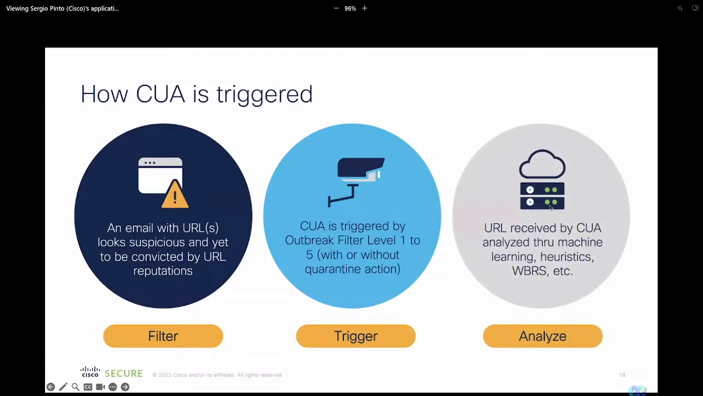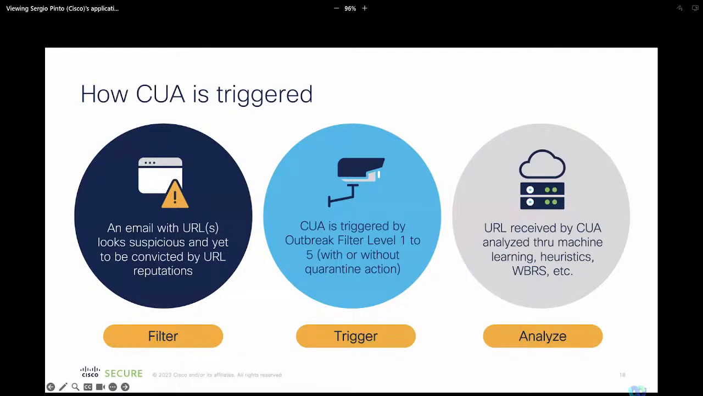Whenever the URL is received by CUA, CUA will run the URL, will try to understand what is the goal of that URL. So it's almost kind of a URL sandboxing, where we will run the URL. We will try to understand what the URL is trying to do. Is it trying to download a file, trying to get credentials, trying to change anything on the registry? We will leverage machine learning, heuristics, and some other information that we have to understand if that URL behavior is somewhat malicious or not.